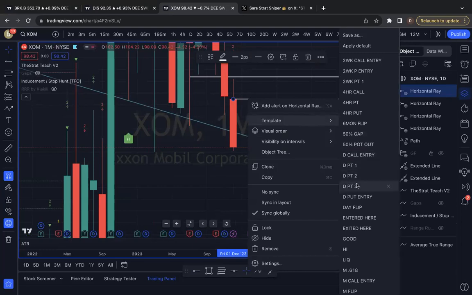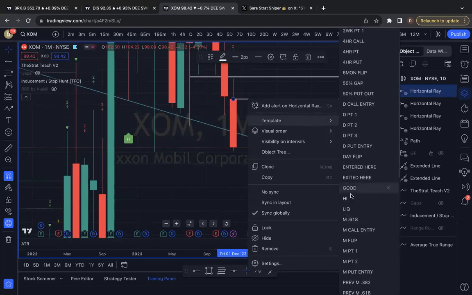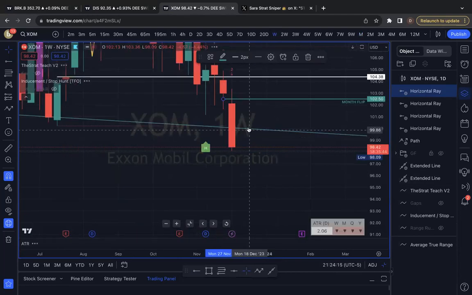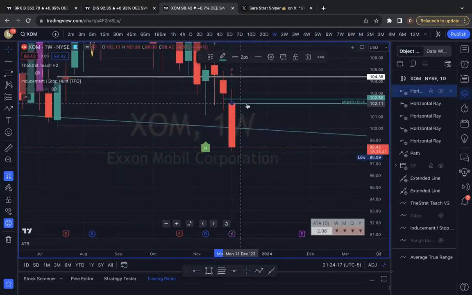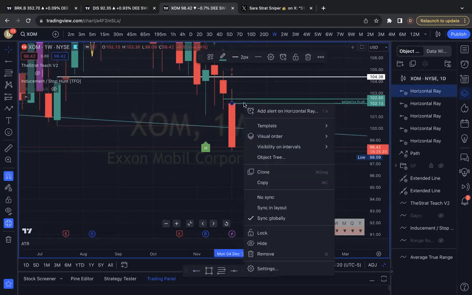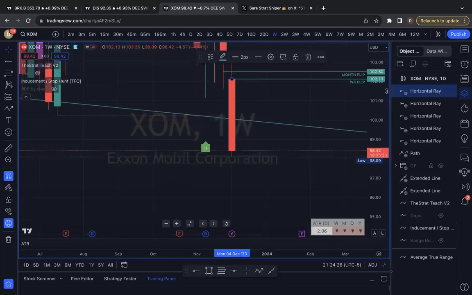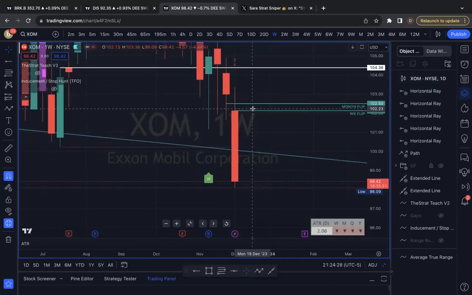So what I would do is go to the monthly and put a monthly flip. What this means is if we get back above this level right here, this will make this candle green on the month. And then I go down to the week. So then I identify where the week opened. The week opened right there. So then I will put the weekly flip. That's the weekly flip right there. So if price gets above this level, this will turn the week green. If it gets above this level, that will turn the month green.